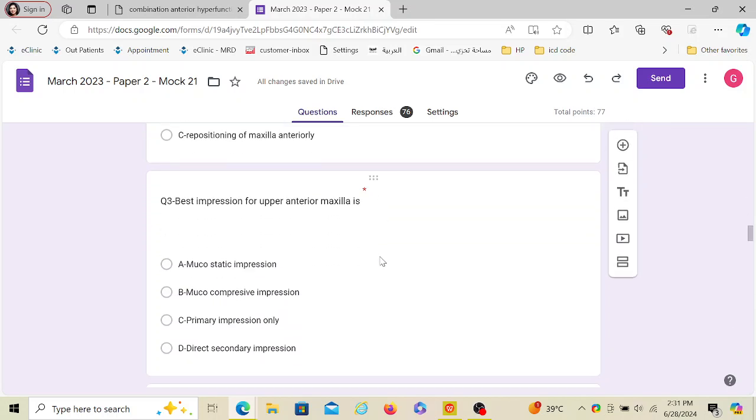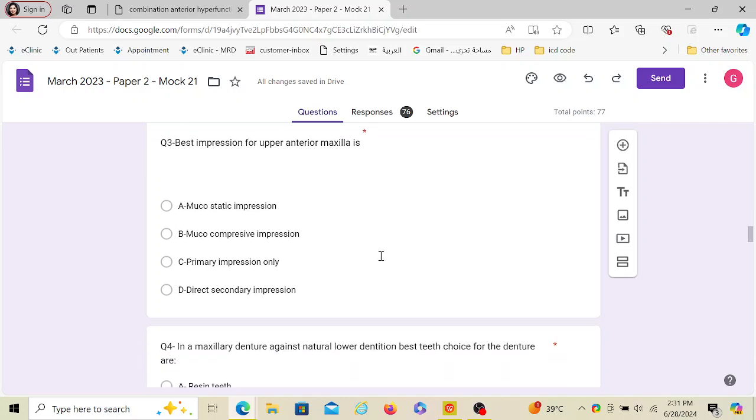Best impression for upper anterior maxilla is. Again, we also discussed the science behind it. We cannot use a compressive impression because it's going to displace the flabby tissues, giving you a wrong record of the tissues. Hence, we will go with mucostatic impression.